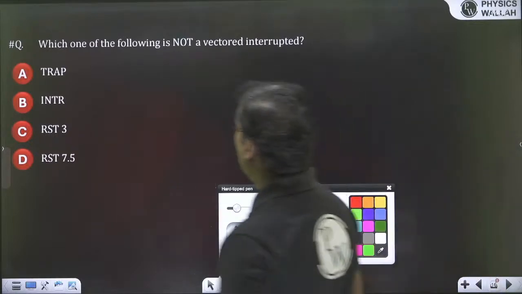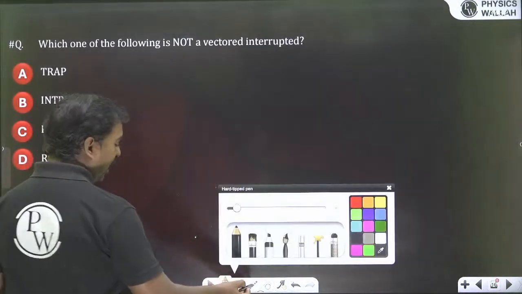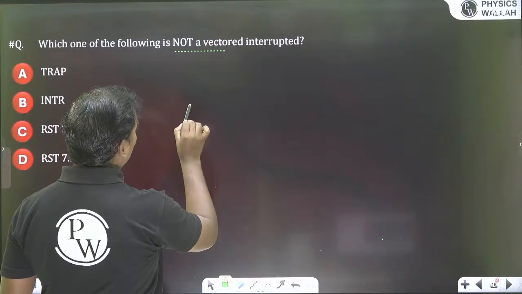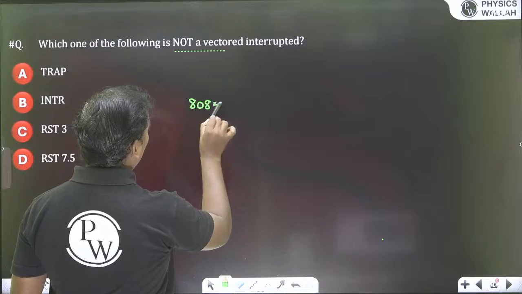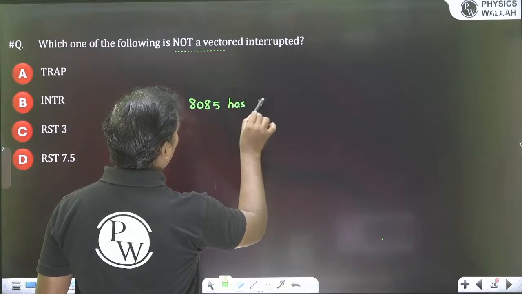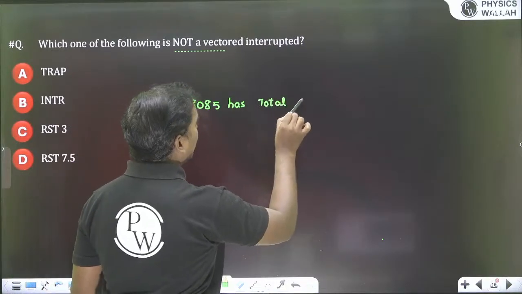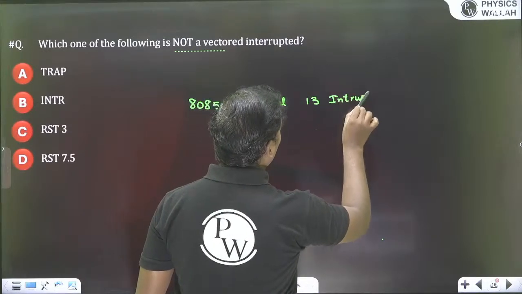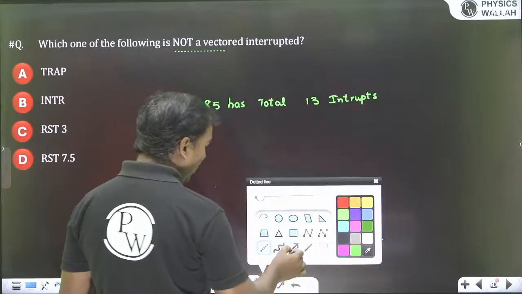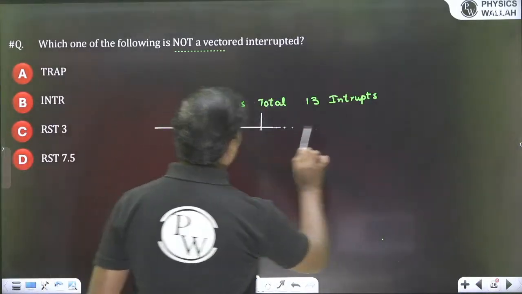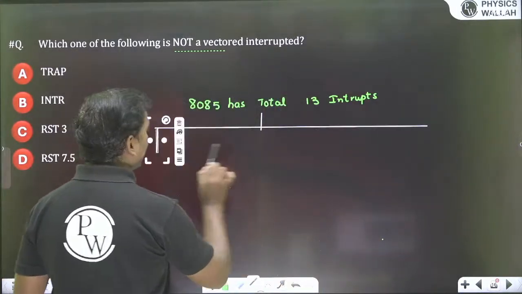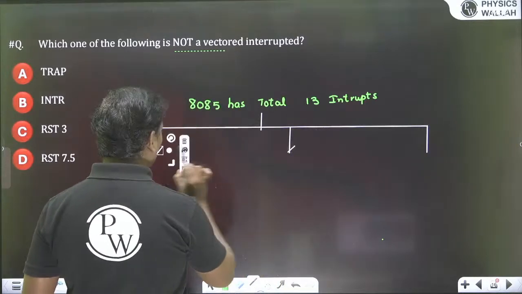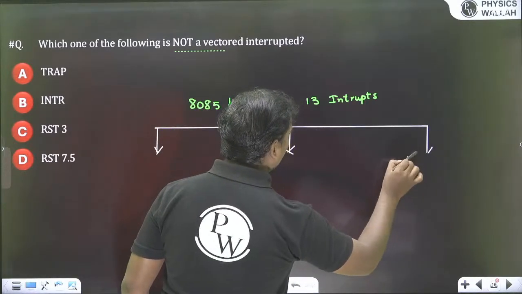Let's go. Which one of the following is not a vectored interrupt? He is asking which is not a vectored interrupt, my dear. So if you see, the 8085 has a total of 13 interrupts, my dear. So these 13 interrupts can be classified like this.